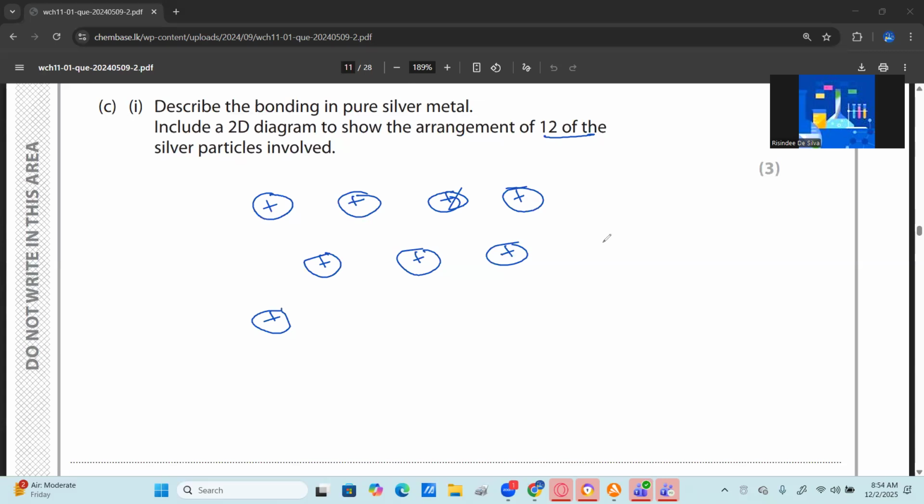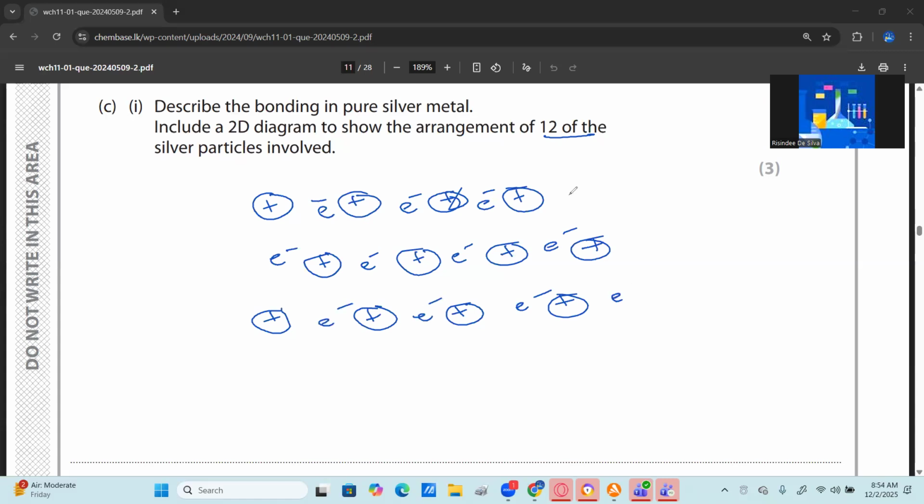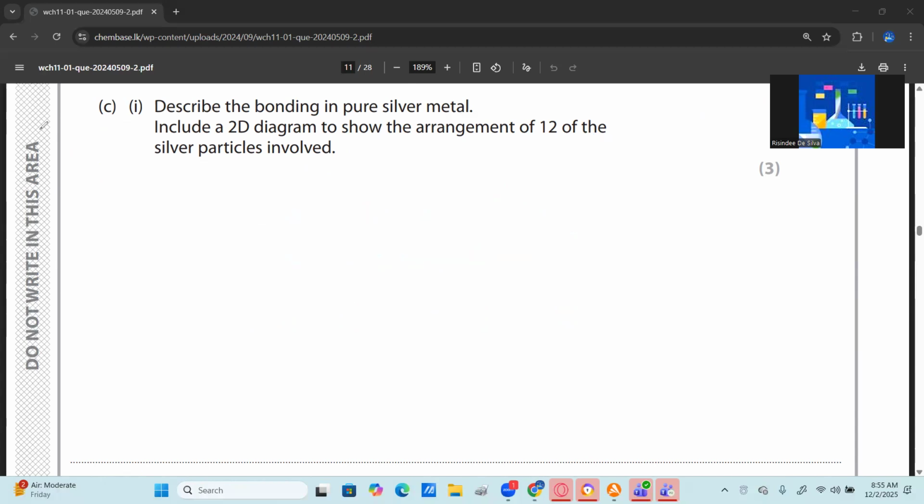1, 2, 3, 4, 5, 6, 7, 8, 9, 10, 11, 12. Then in between you have to put electrons. Otherwise, there can be repulsion between like charges. In order to overcome that, you have electrons. So for the structure, you get 1 mark. Then you have to mention, we know the bonding in silver metal, metallic bonding. So you have to mention there are electrostatic forces of attraction, 1 mark for writing that, between positive metal ions and delocalized electrons.